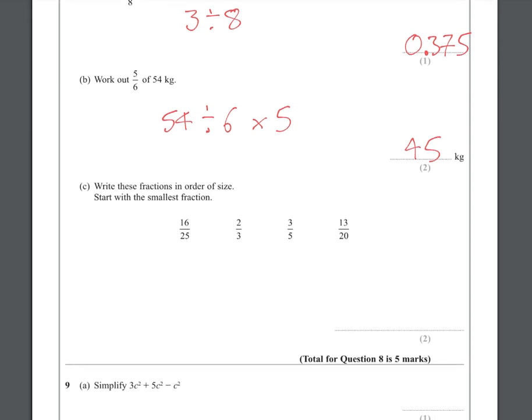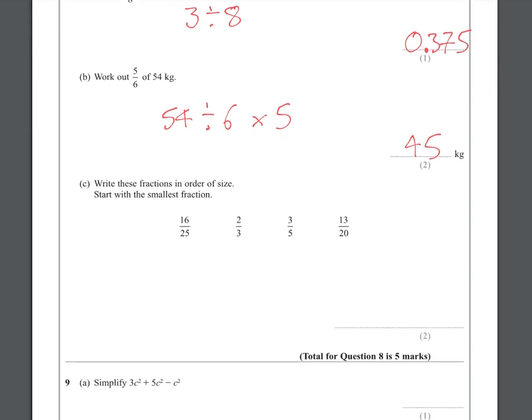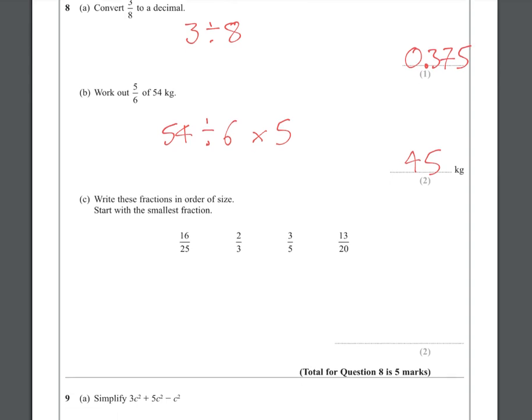Okay, these fractions in size order, so I would do the same as we've just done above, but for each of them, and we'll just work out the decimal for each of them. So 16 divided by 25, that's 0.64. 2/3 is 0.666, that goes on forever. 3/5 is 0.6, and 13 divided by 20 is 0.65.